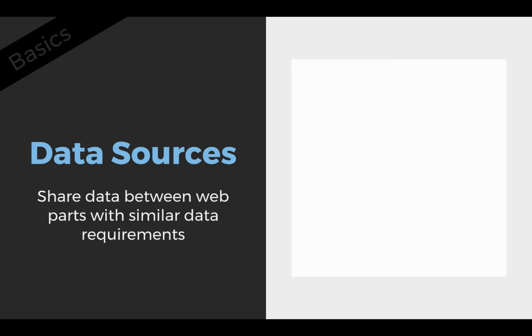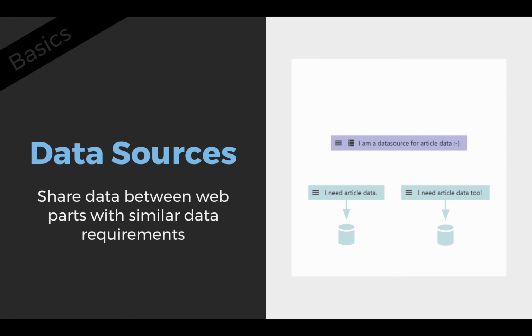Next up for performance and caching, we have data sources. Data sources is a way of sharing data between web parts that have similar data requirements. So we might have a web part that needs article data and another web part that also needs article data. These will both go out and make SQL calls to get the data that they need. This is where our data source web part comes in.